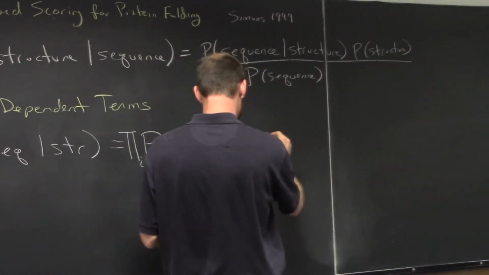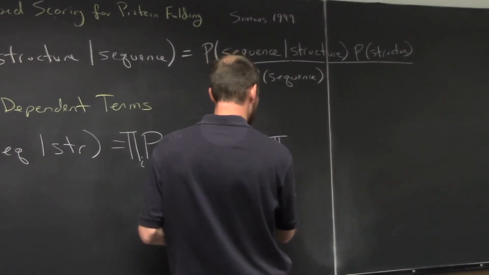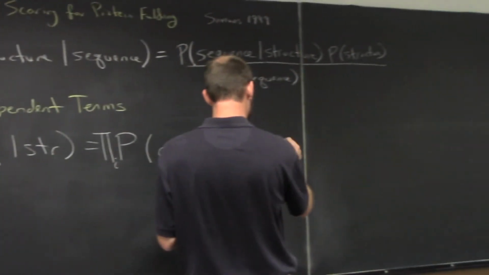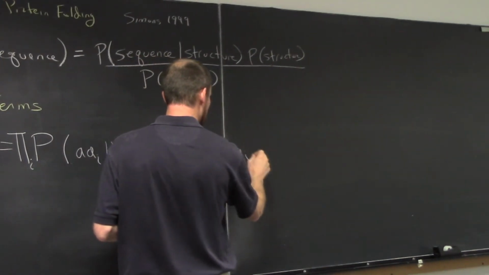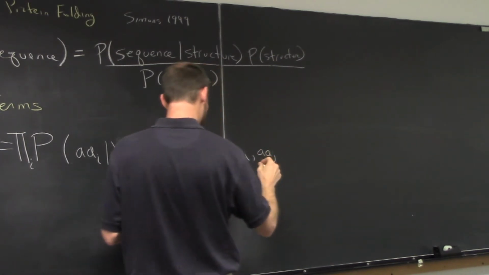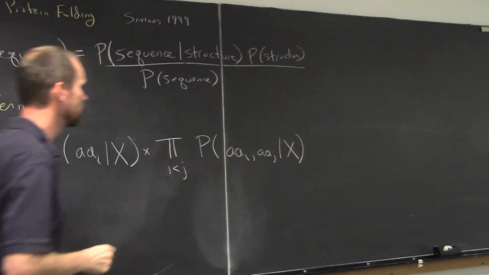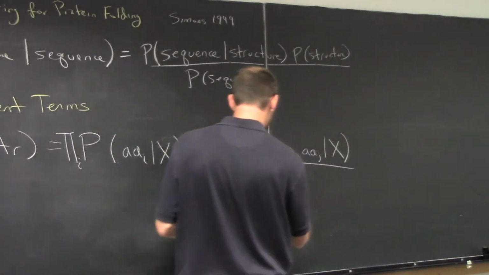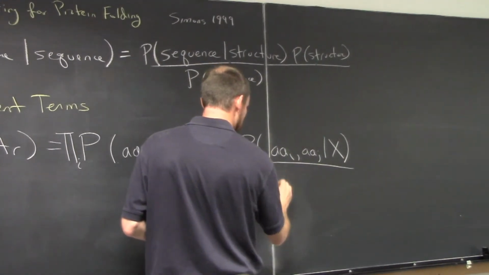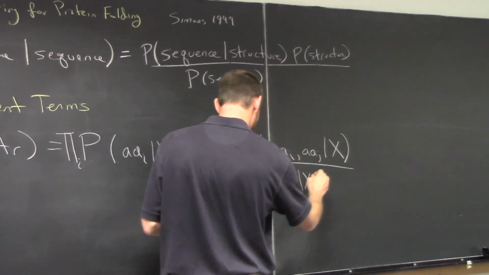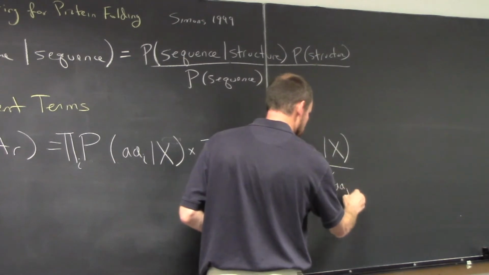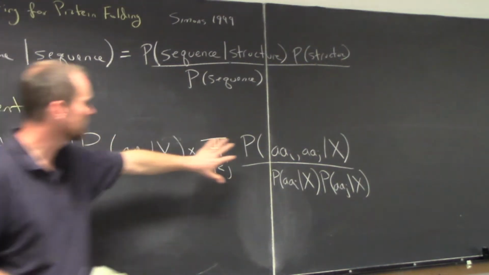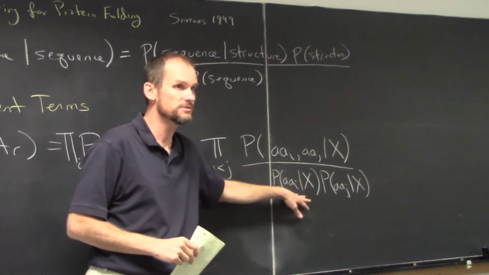Then we can multiply this by all of the pairs, so we can take each amino acid I, each ij pair, so all the i's less than j, and j across all the positions, of the probability of seeing amino acid I and amino acid j given the environment. And now we're going to need to normalize this by the probability of seeing amino acid I in that environment, and the probability of seeing amino acid J in that environment. So that is a single amino acid term, and then we have a pair term normalized by the probabilities of the individual amino acids.